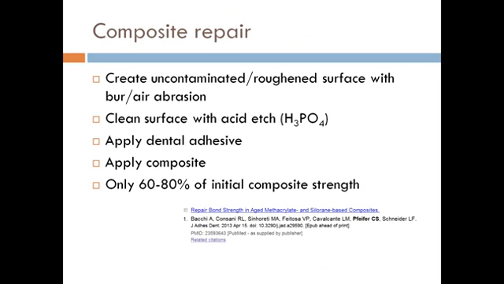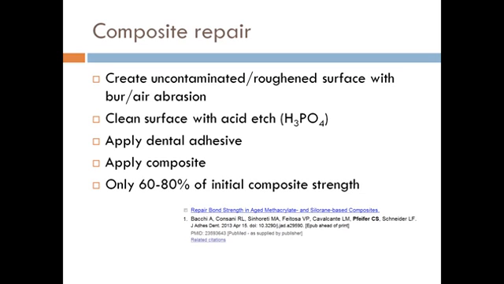Composite repair is something else that you will find is a pretty controversial topic. The bottom line is sometimes what happens is you have a large restoration that fractures. Instead of replacing the whole restoration, you might consider just doing a repair. You just have to know that the repair, the bond strength between the old and the new fragment, no matter what you do, is never going to be the same as a pristine material. So it's around 60 to 80% of the strength of the initial composite strength.